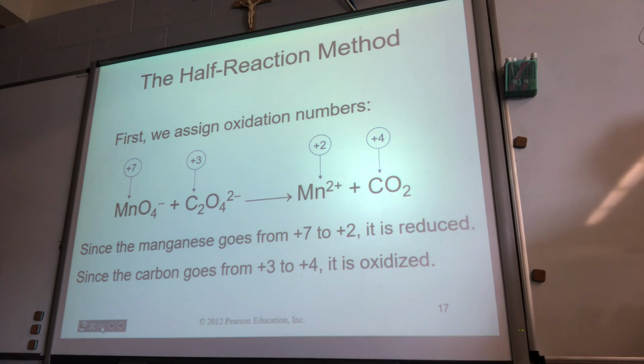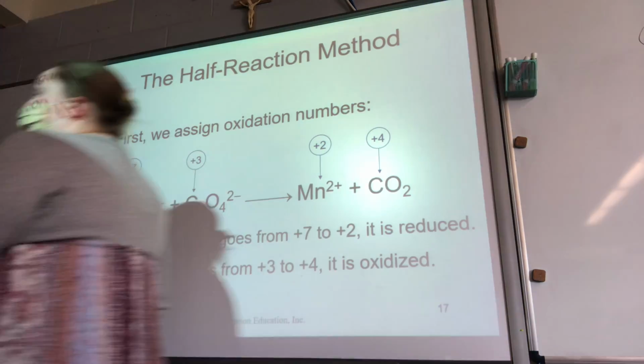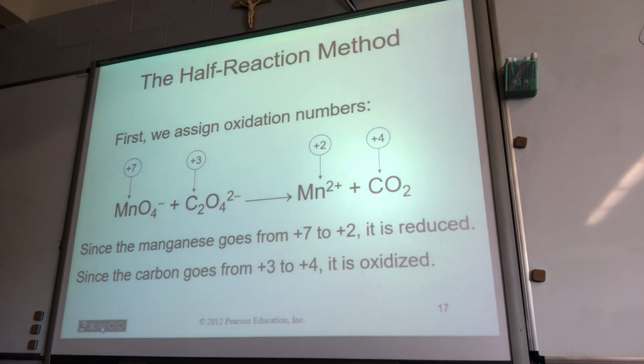Next thing to do is to write the 2 half reactions by themselves. So how are we going to do that? Well, we know that manganese was reduced, right? So we know that's one of the half reactions. What should be on the other side of the reaction? Anything else? No, not for now. What's the other one going to be? C2O4.